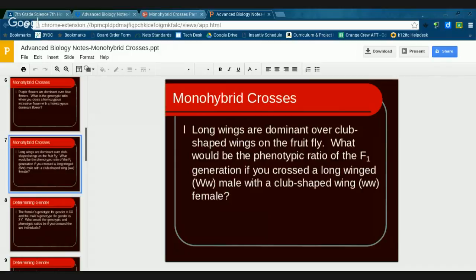2 of them, the 2 offspring on the top, the heterozygous, would show that dominant phenotype of long wings since they both have the capital W. And then the 2 offspring on the bottom would be club-shaped, meaning they would be recessive. So it's a 2 to 2 ratio. If you want to do it for fun, I'll give you a second. Calculate the genotypic ratio really quick.